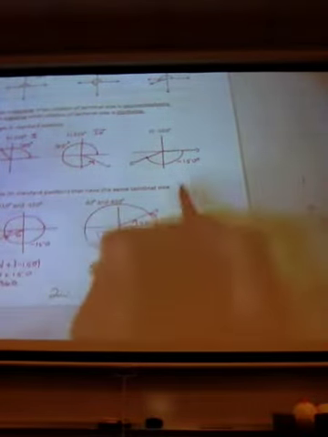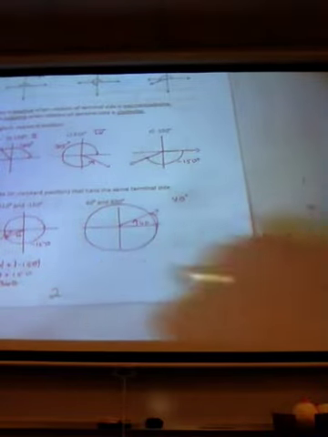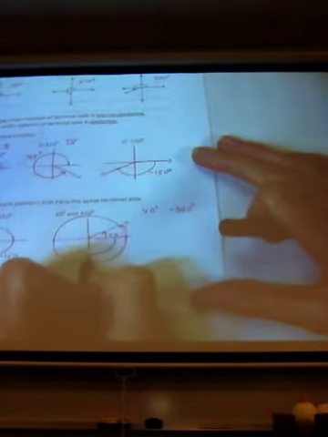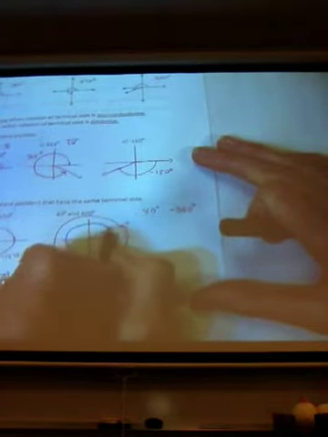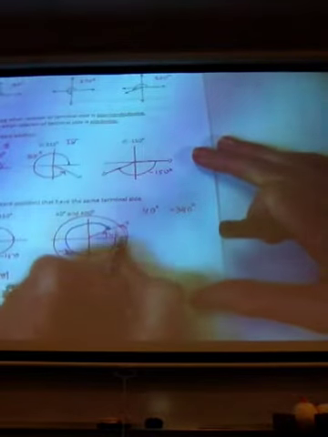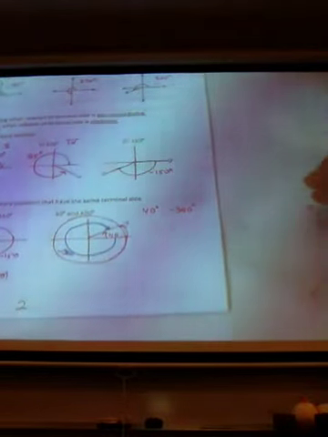What would be another coterminal angle with this last one? If you have 40 degrees, what would be a negative one? Very good, negative 320. If I would go around the other way, if I would go around this way, negative 320, wouldn't that land right here? Another 40 would put me at 60.